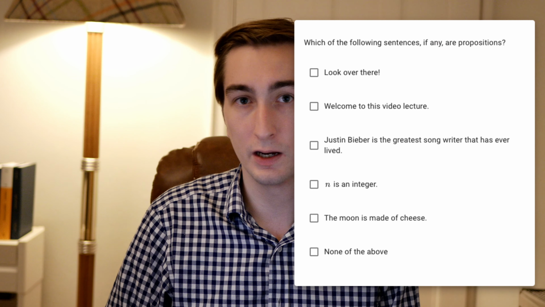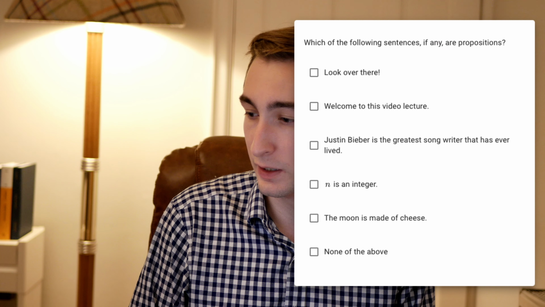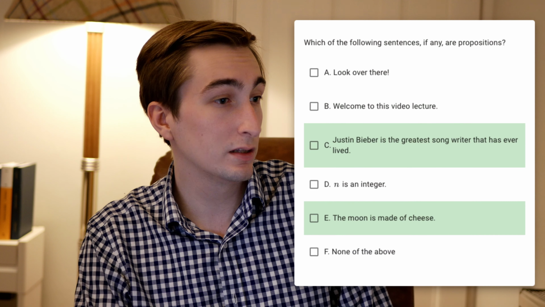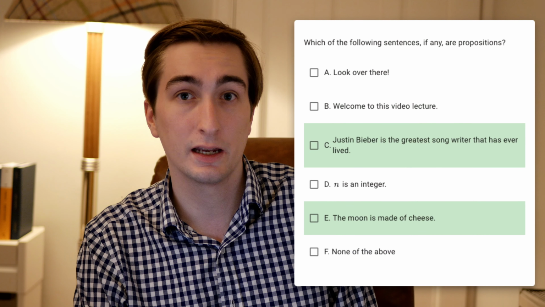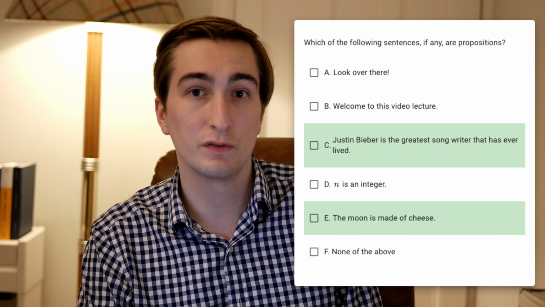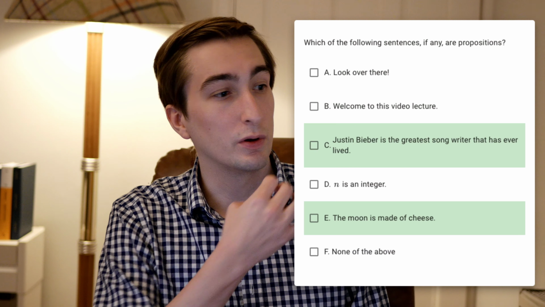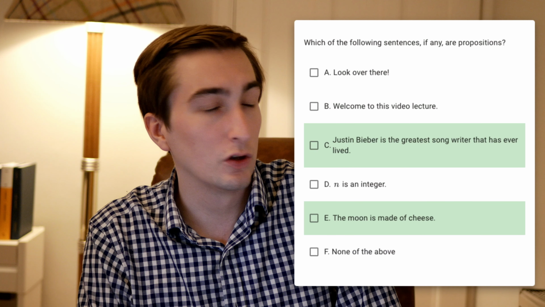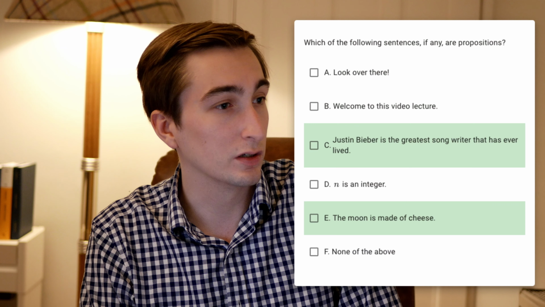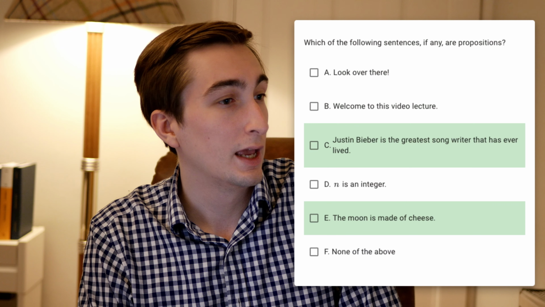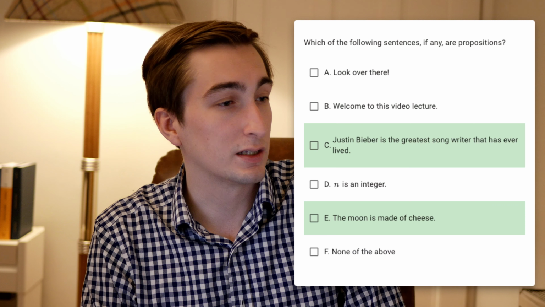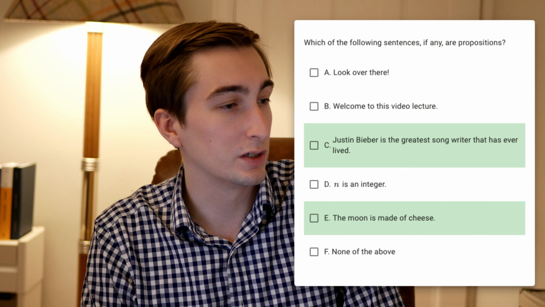So hopefully you've tried that now, and I will reveal the solution over here. And we see that the solutions are C and E, and we'll go through them all individually and see where each of these sentences fail our test. So if you look at A, we could say, look over there. Well, is it true, look over there? Does that make sense? No, it doesn't. So it's not a proposition. Is it true, welcome to this video lecture? That is not a sentence that makes sense, so it is not a proposition.